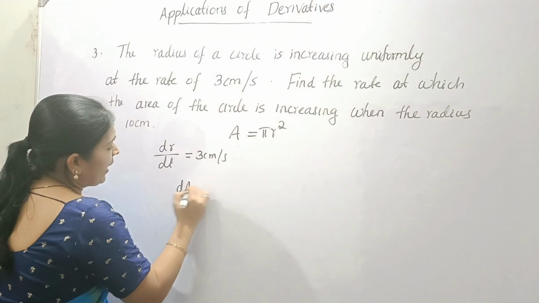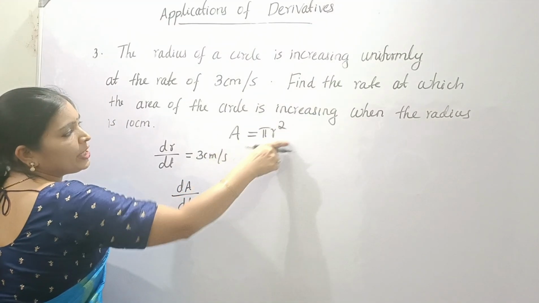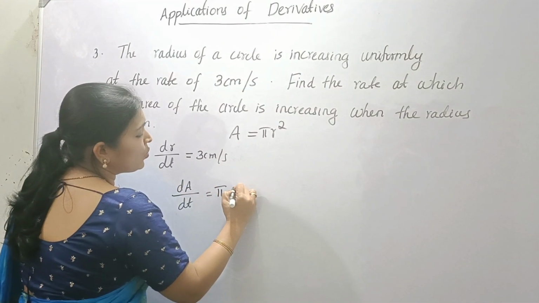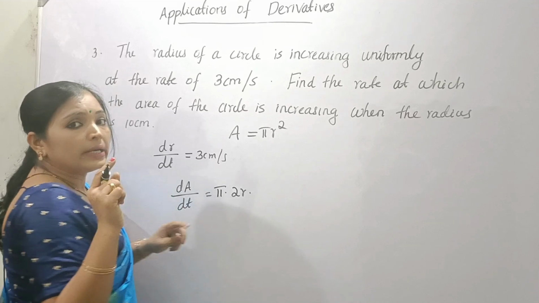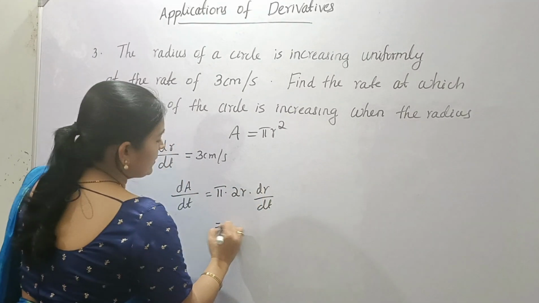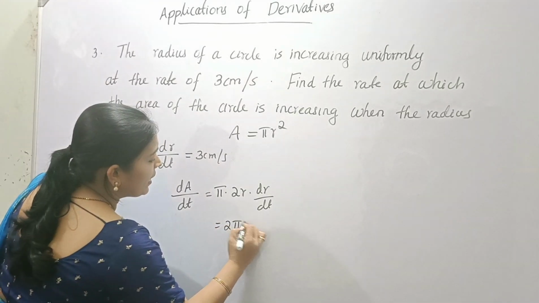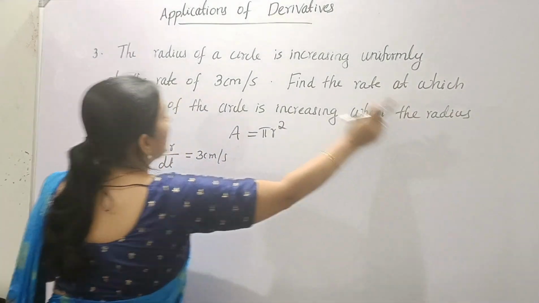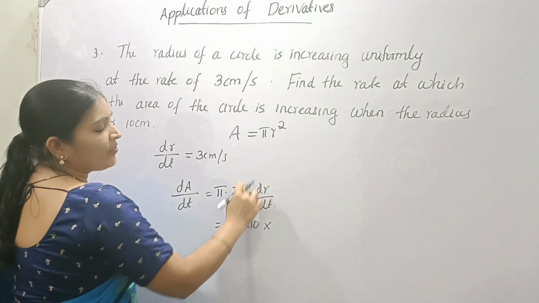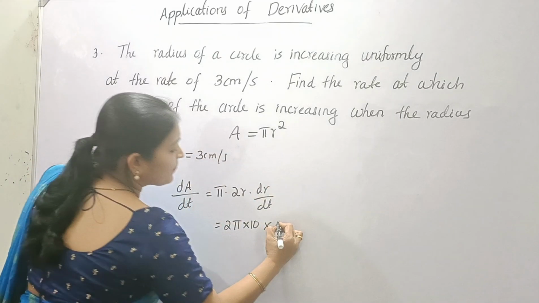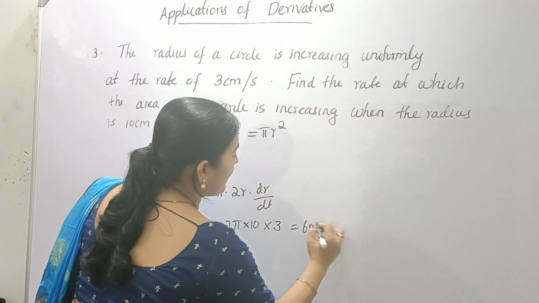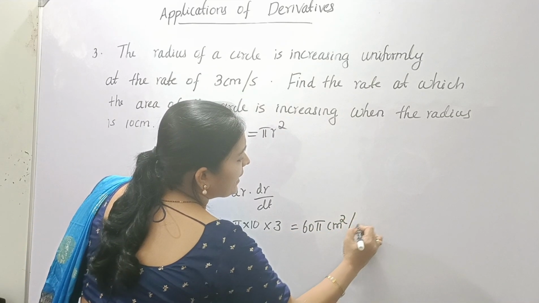Okay, so differentiating with respect to t, dA by dt is equal to pi into 2r into the derivative of r with respect to t, that is dr by dt. Direct substitute: 2 pi into, when the radius is 10 centimeter, so r is equal to 10, into the rate of change of radius with respect to time, which is 3. That is 2 into 10 into 3, 60 pi centimeter square per second.